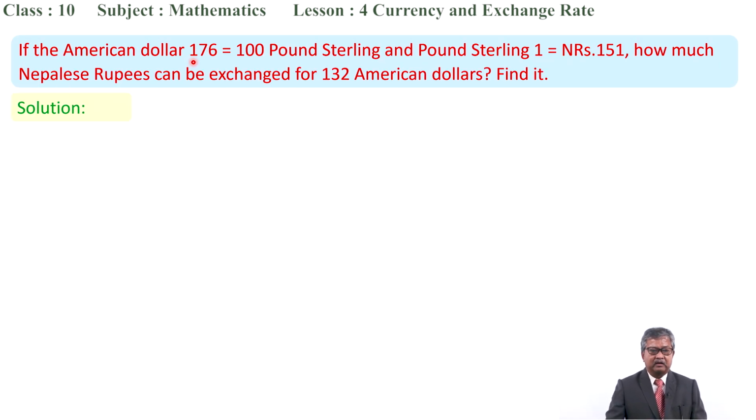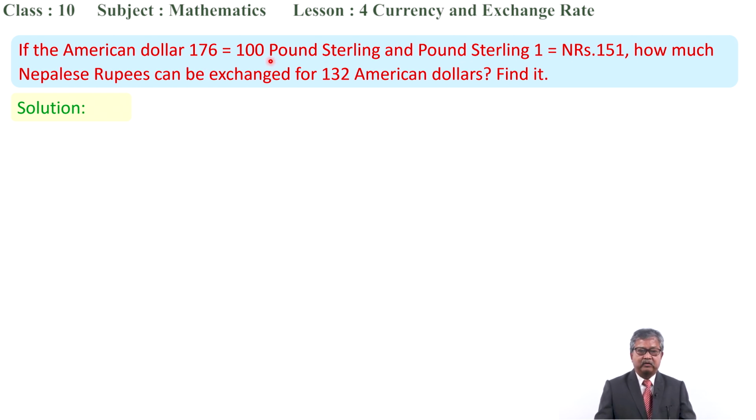If 176 American dollars is equal to 100 pound sterling, this relation is given, and 1 pound sterling is equal to 151 Nepalese rupees. Then how many Nepalese rupees can be exchanged for 132 American dollars? Find it. So here, how many countries' currencies are given? Three countries' currencies are given: America, pound sterling, that means Britain, and then Nepalese rupees, that means our country. So this relation is given.